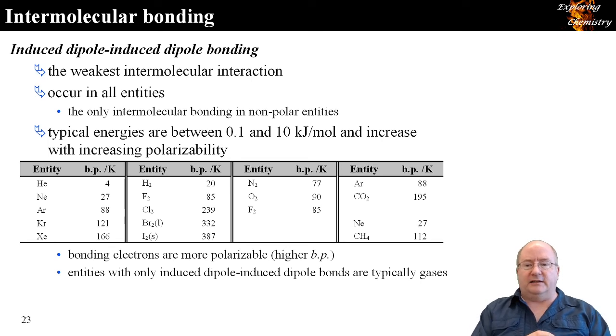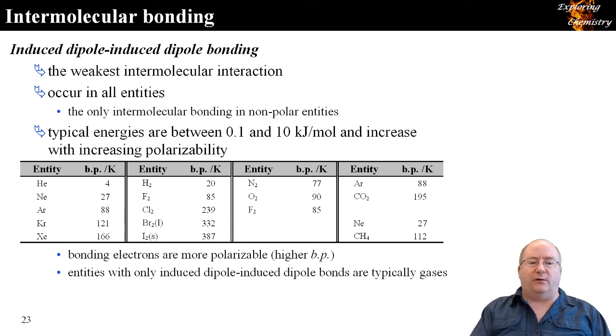When you condense to form the liquids, neon is more polarizable than helium. Argon, krypton, and xenon, increasing polarizability, increasing boiling point. Similarly, F2, Cl2, Br2, I2, to the point that for bromine and iodine, the polarizability is so strong, the interaction is so strong, that bromine is actually a liquid at room temperature and iodine is a solid.